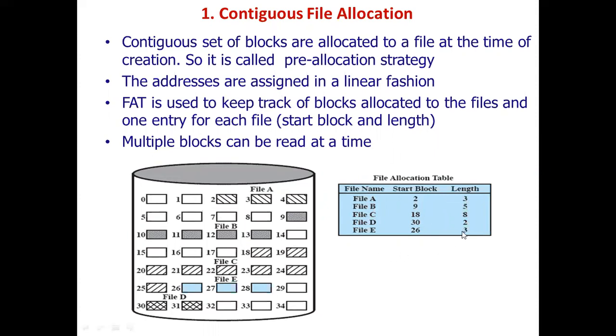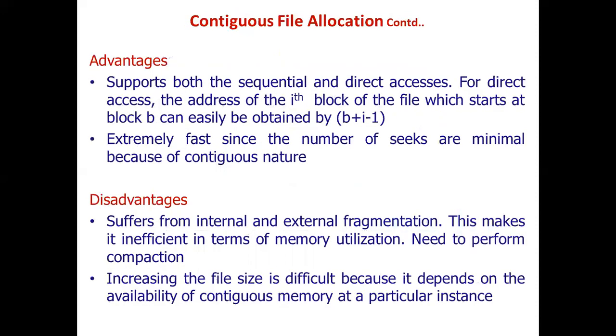Depending on the file size and block size, the number of blocks are allocated to a file. For example, size of file X is 100 MB and each block size is 20 MB, then 5 blocks should be allocated to a file X. Since the blocks are allocated contiguously, multiple blocks can be read at a time.